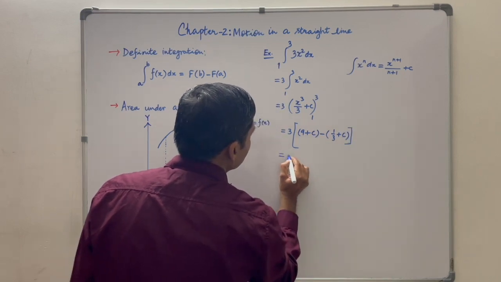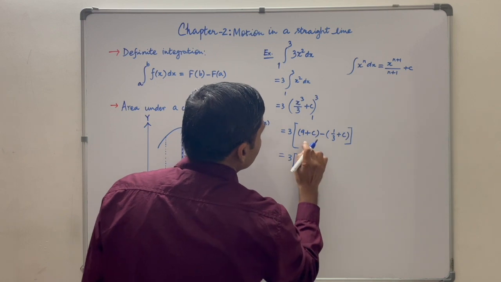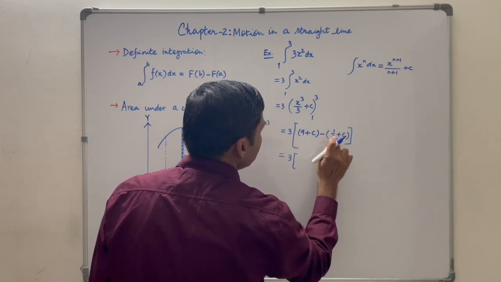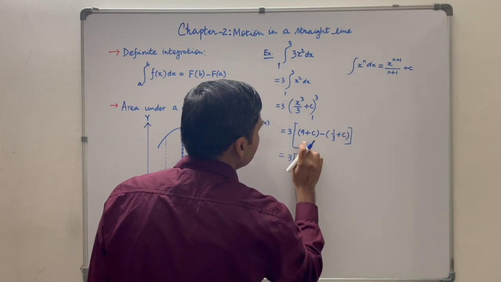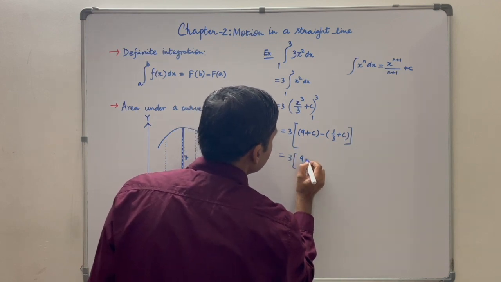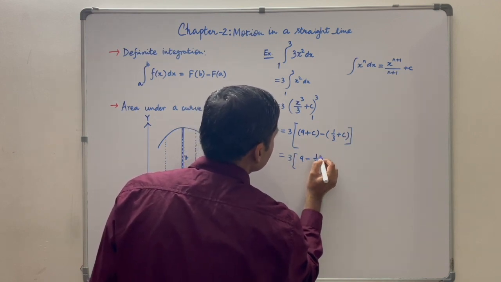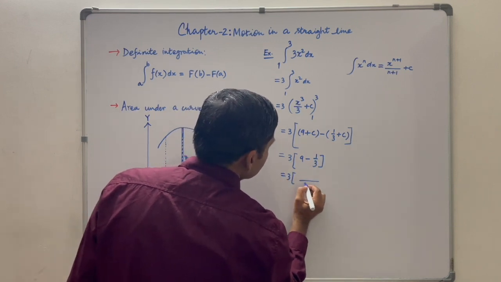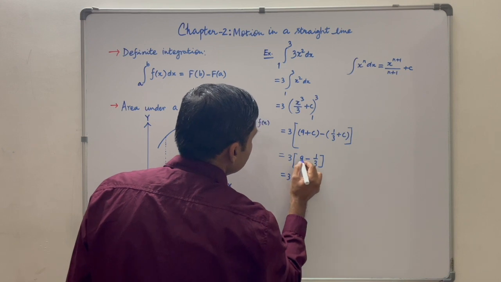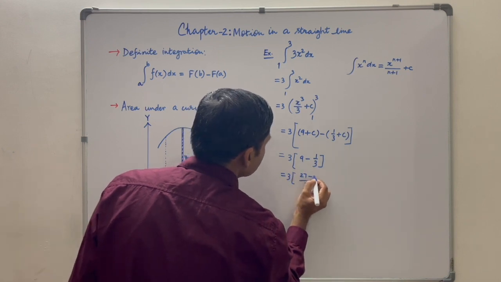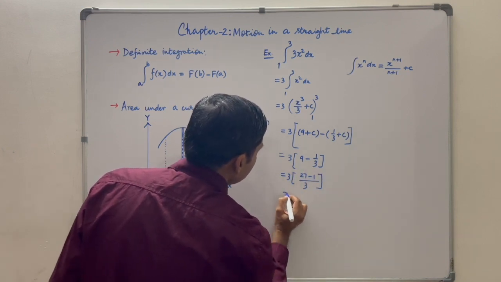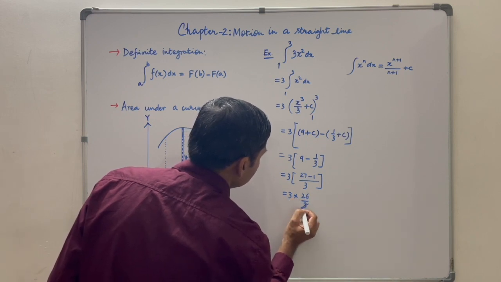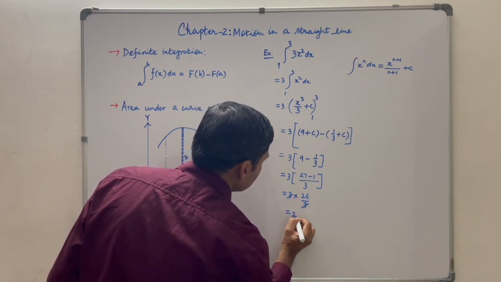So it will be equal to 3 into 9 plus c minus 1 by 3 minus c. So c and minus c will get cancelled out. So it will be 9 minus 1 by 3. So it will be equal to, take 3 as LCM, 3 9s are 27 minus 1. So it will be 3 into 26 upon 3, and that will be 26.